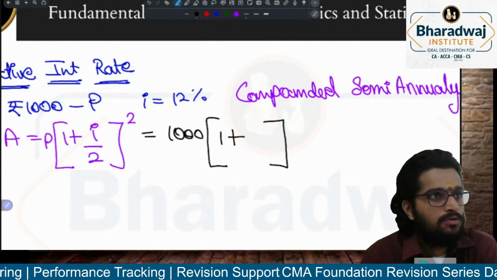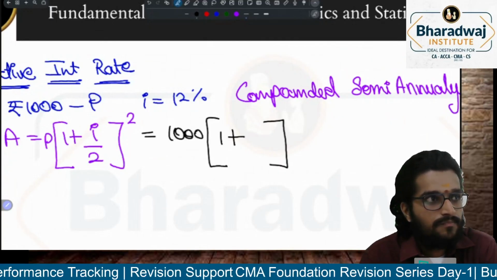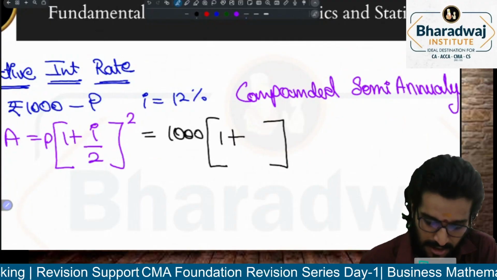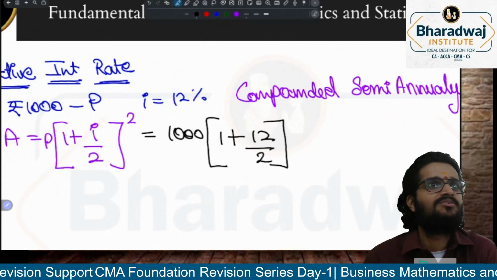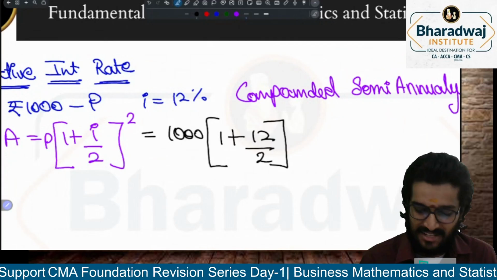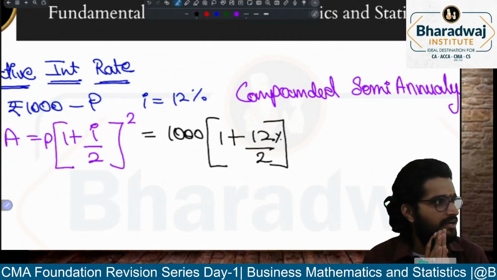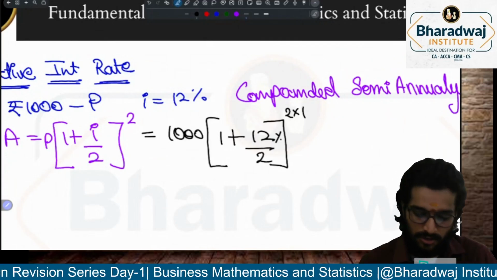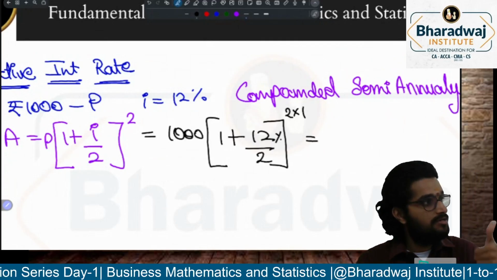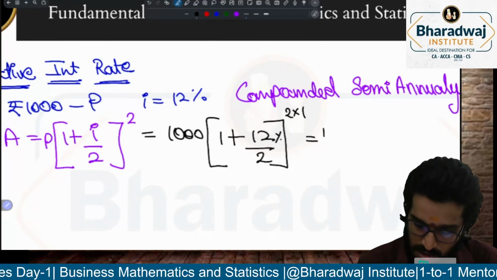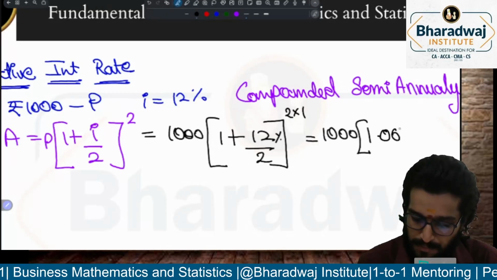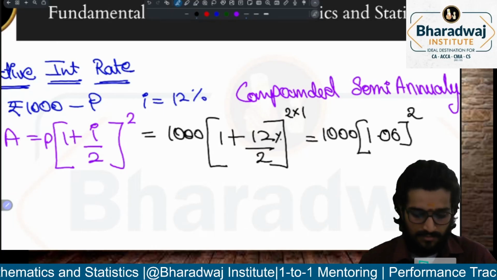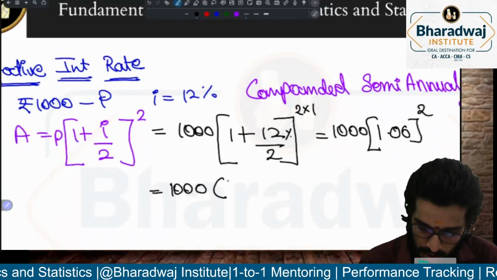1 plus, what will come? 1 plus, not decimal, keep it as a fraction itself, 12 by 2. 12 by 2 is enough. Okay, 12% by 2. Power it will be 2 into 1, right? So what is 12% divided by 2? It's 6%. 1 plus 6% is 1.06. 1000 multiplied with 1.06 power 2. What's power 2? 1.1236. The answer is 1000 multiplied with 1.1236.